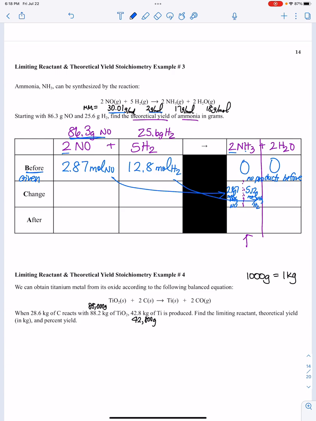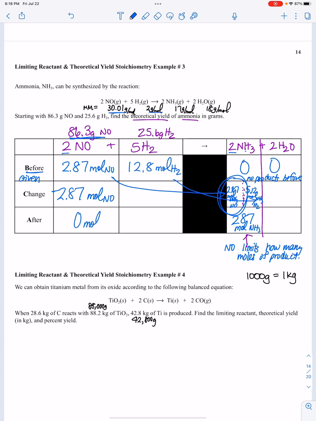We could already see right now that 5.12 is too large. We're going to see that 2.87 is how many moles of product I'm going to make. My NO limits how many moles of product I could make. And I am done. I'm going to use all 2.87 moles of NO. I'll have 0 left over.